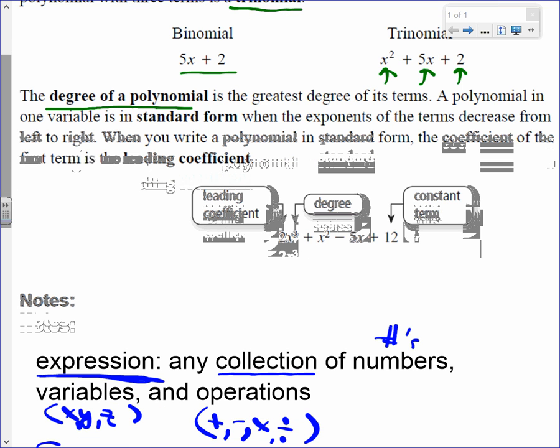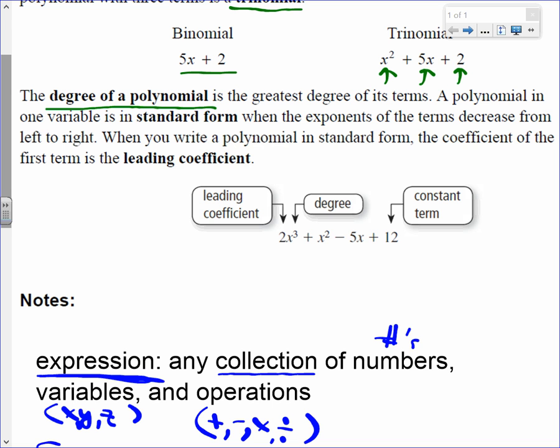The degree of a polynomial is the greatest degree of its terms, which means the highest exponent. So look at the terms here. This term, this term, this term, and this term. Which one has the highest exponent? Well, 2x to the third power has the highest exponent. So we call that the degree of the polynomial. It's there for you. You don't have to write anything down.